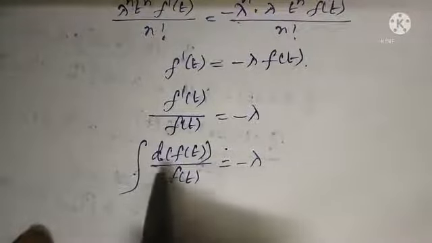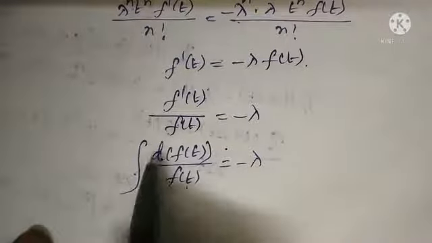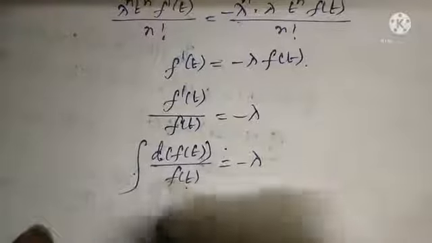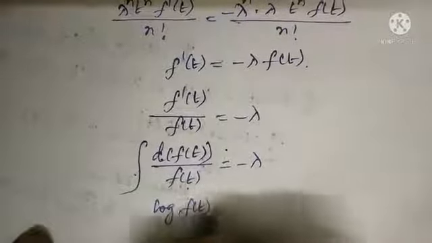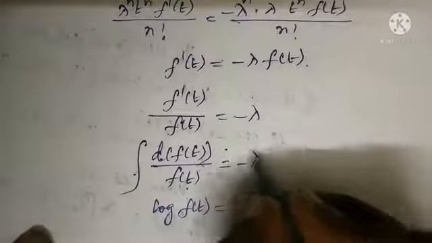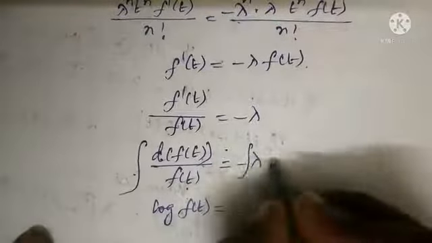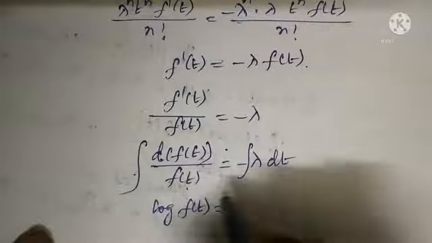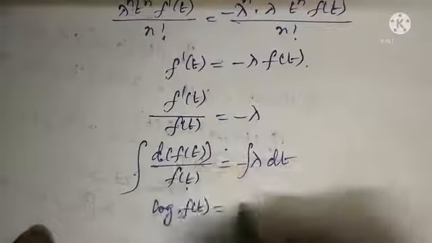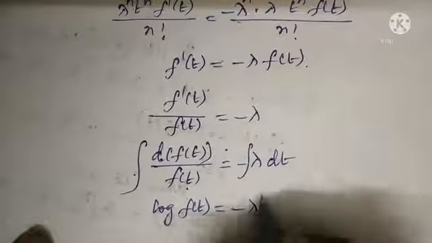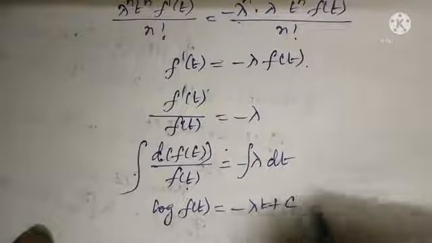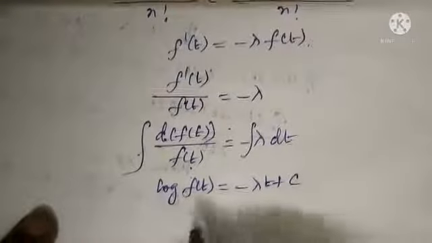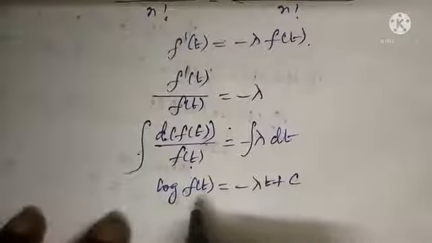So we know it looks like integral dx by x, which is log x, okay? When I integrate here also, I integrate with respect to t on both sides, which is minus lambda t plus integration constant c. Okay, so I want the f of t answer.